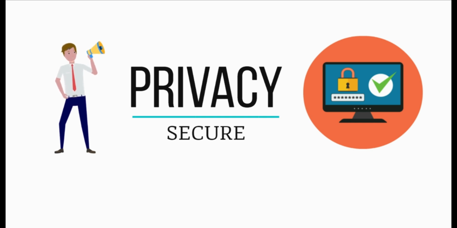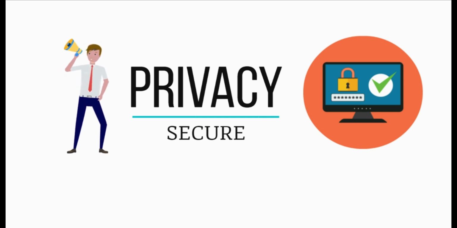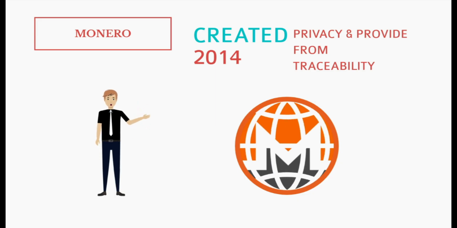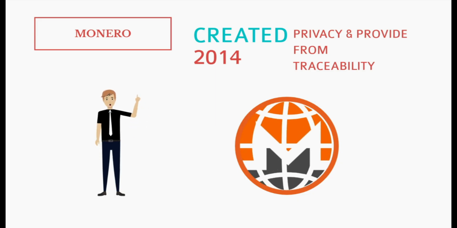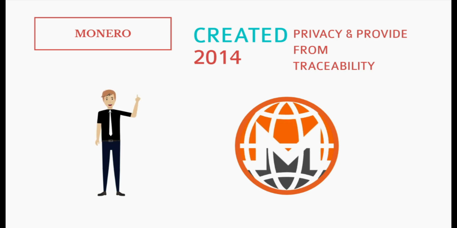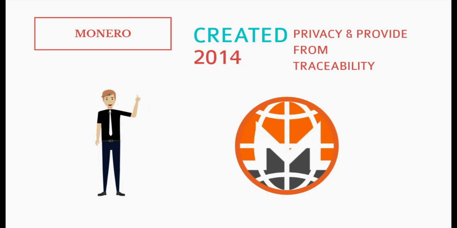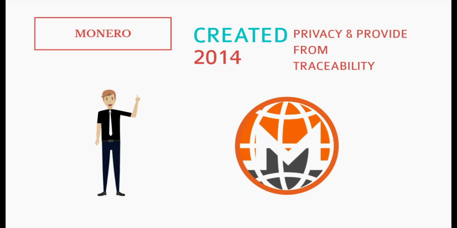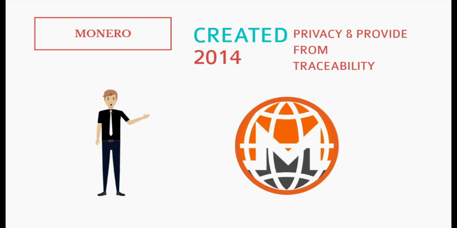Today we will investigate the cryptocurrency which will change the rules of the game. Monero, XMR, was created in April 2014. It is a cryptocurrency with a focus on privacy and protection from traceability. Monero uses ring signatures, stealth addresses, and ring confidential transactions to hide the transaction sender, receiver, and amount. It can be used to buy and sell things, and can be exchanged for other coins or tokens.